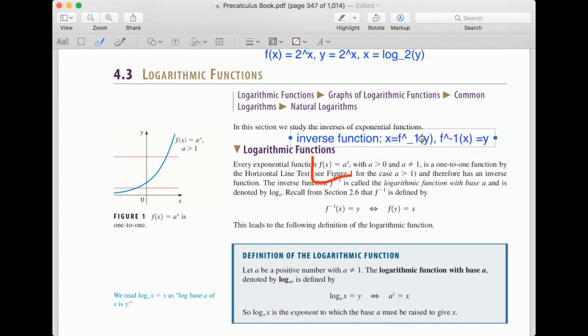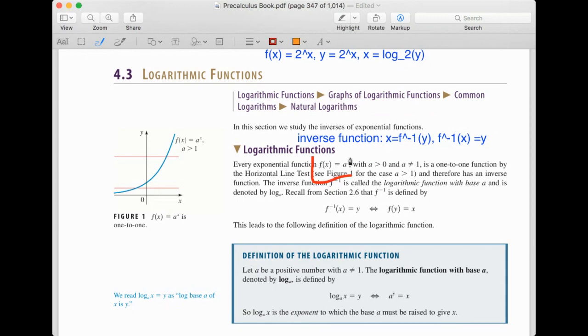Let me put this on the side. So basically, when we talk about inverse function, remember we talked about inverse function before, right? If we have a function f of x equals y, we solve for x, then we write f inverse, which is f raised by -1. That's the inverse function of f. Okay, so we can write it this way. Same thing here.